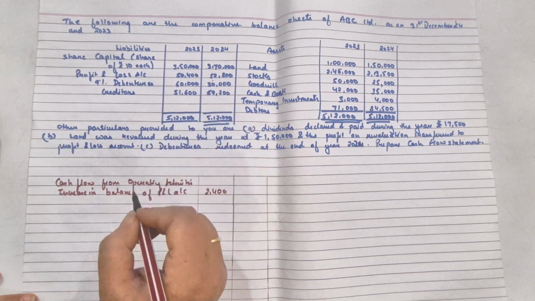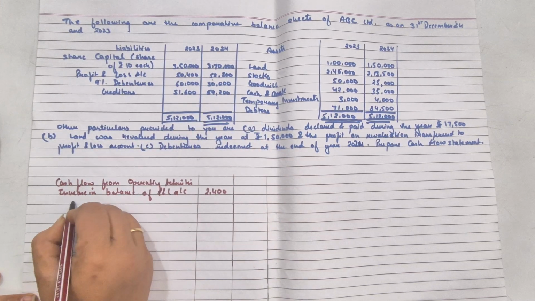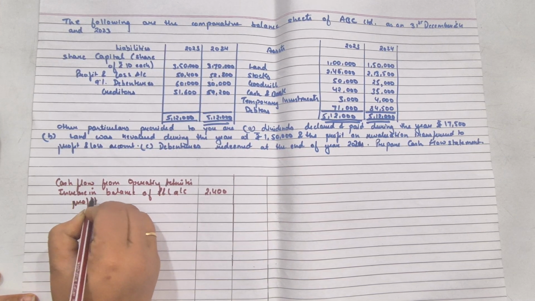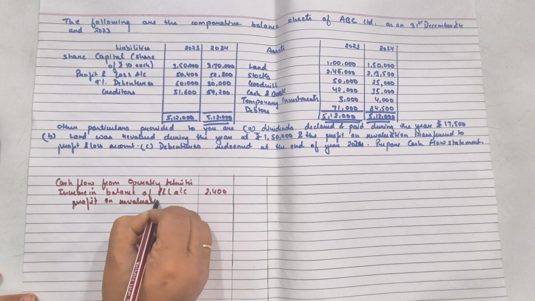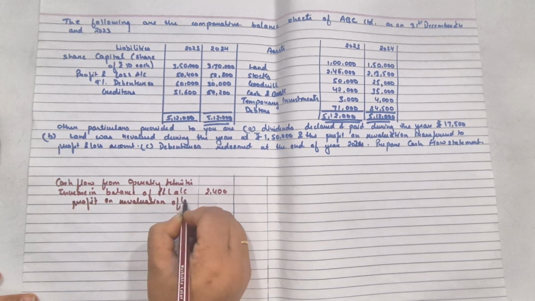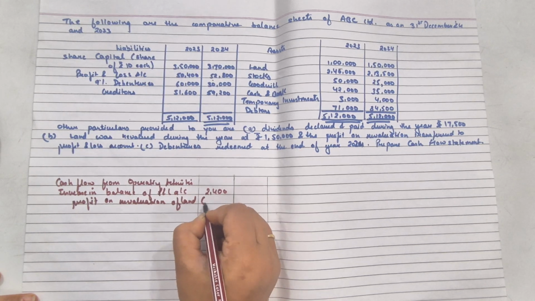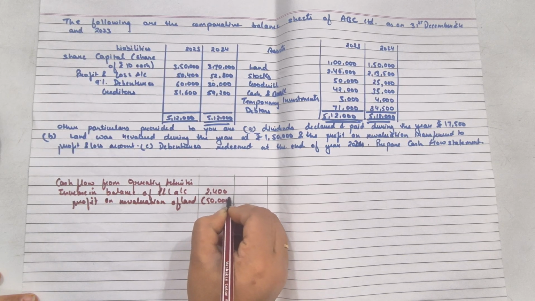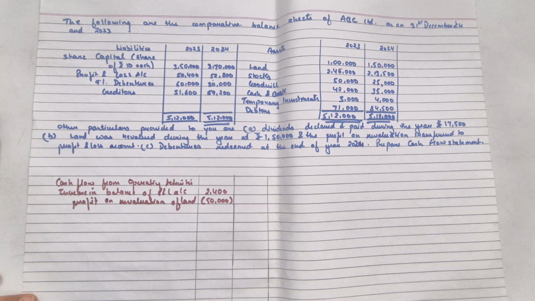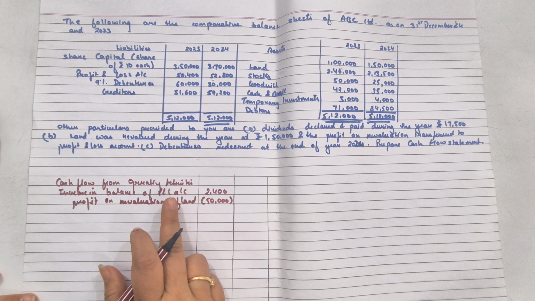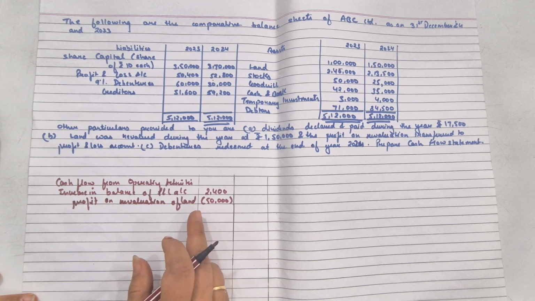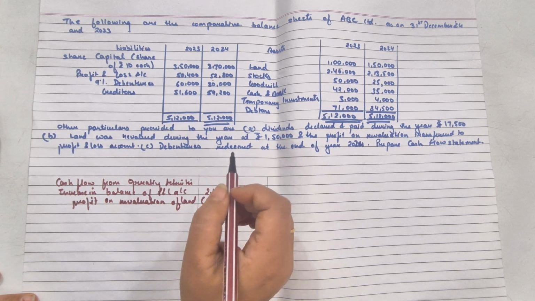So now what we will do, we will deduct this: profit on revaluation of land. We will subtract 50,000, students. I hope I am making this point clear, because this is a non-cash item which we added while calculating the profit and loss account. Now we will subtract this back.